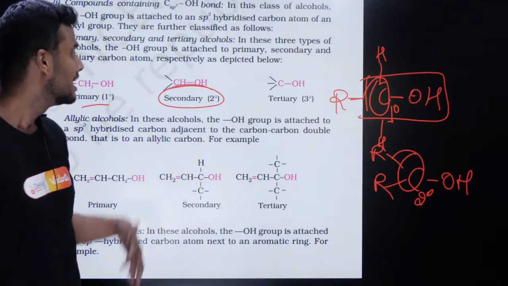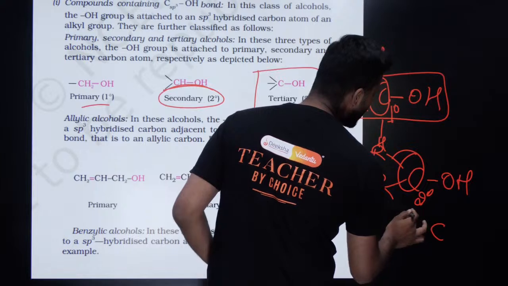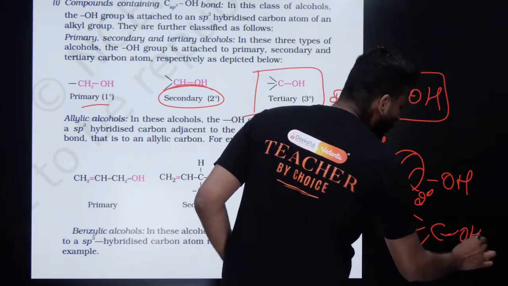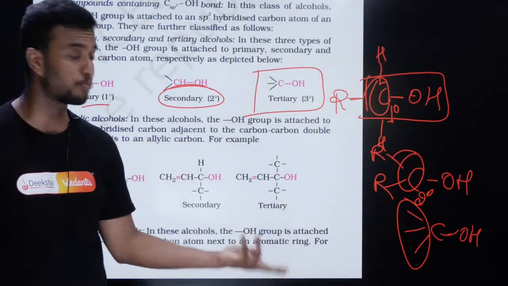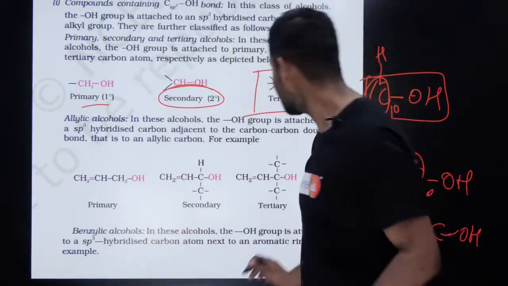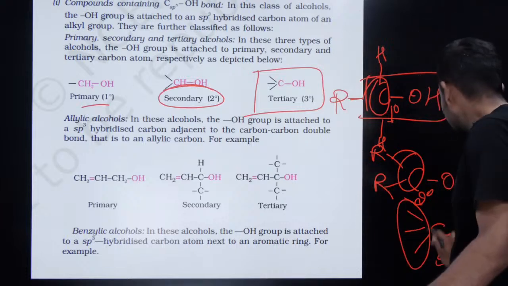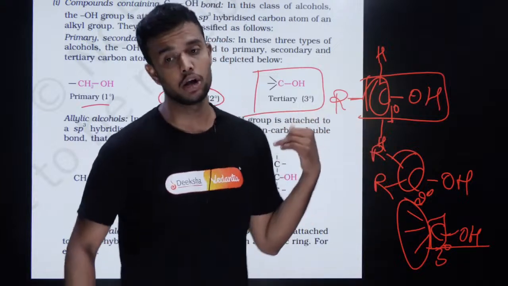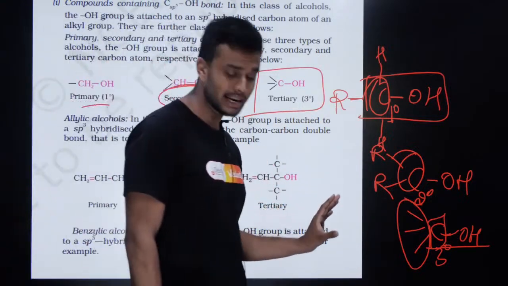Right, my dear students? Similarly, what is tertiary? 3 R groups. If the carbon atom attached to the alcohol forms a bond with 3 different R groups or 3 same R groups, maybe CH3 group, maybe any other group, but this carbon must be tertiary. If this carbon is tertiary, then these types of alcohol are called tertiary alcohols. Okay, students, I hope it's clear. Any doubt, my dear students?